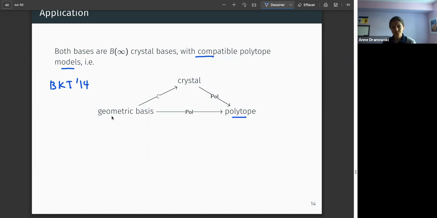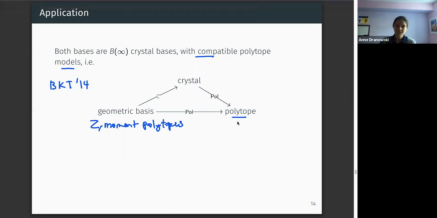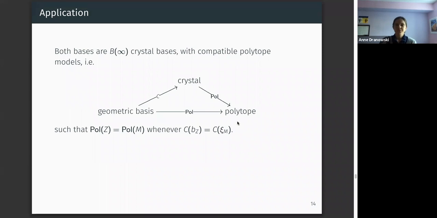But those geometric constructions each come equipped with their own intrinsically defined maps to polytopes. So in the case of the MB cycles, we can take their moment polytopes, and this whole triangle will commute. And in the case of the modules, we can take their Harder-Narasimhan polytopes. So we have compatible polytope models such that polytopes of Z and M are equal whenever the basis vectors indexed by Z and M give the same crystal datum.